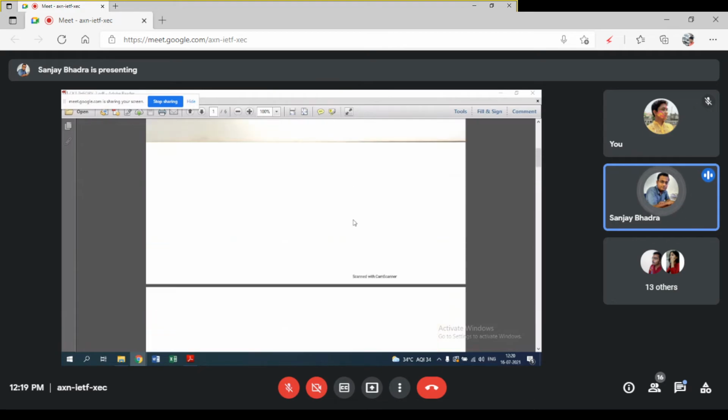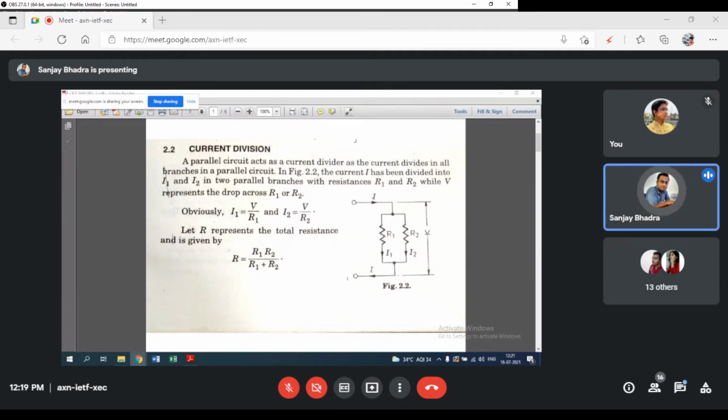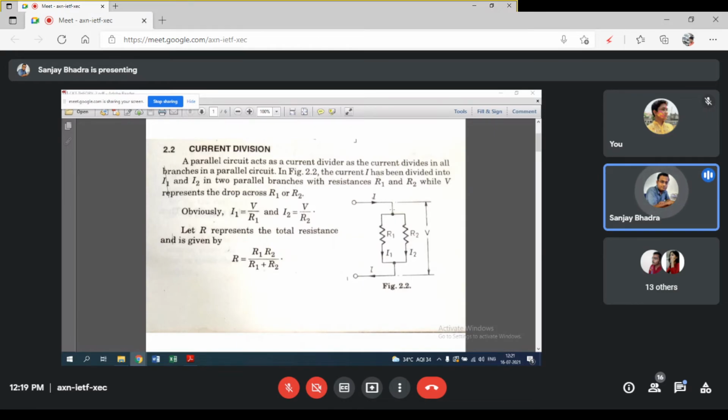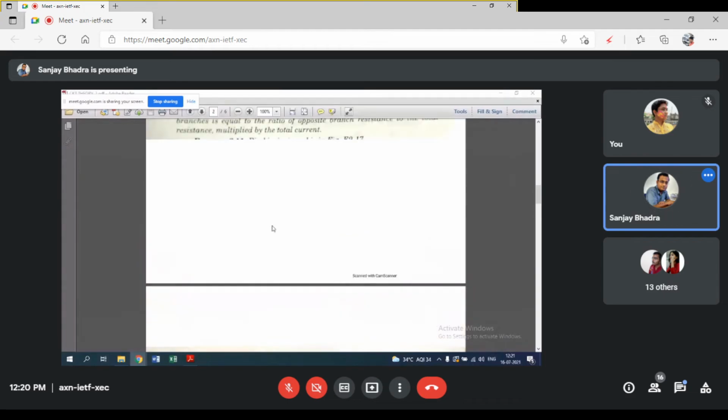The same thing is applicable for your other branch current also, I2. When I am considering I2, what is the resistance corresponding to it? R2. But I am going to take the opposite resistance. What is my opposite resistance in terms of formation of the parallel combination corresponding to R2? Obviously my R1, so R1 divided by the sum of resistances which forms the parallel combination, that is R1 plus R2, into my source current. What is my source current? That is my I. Clear? Is this clear with everyone? Into my I. So this is the formula.